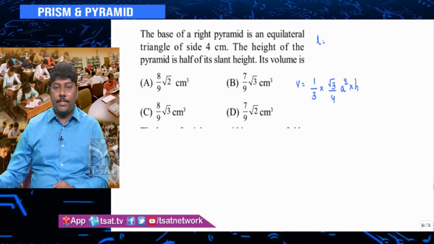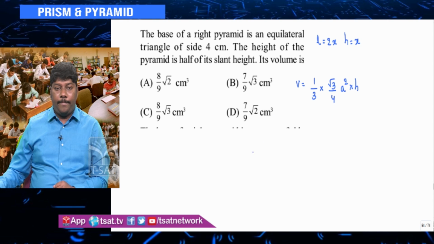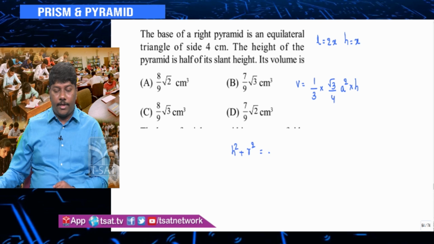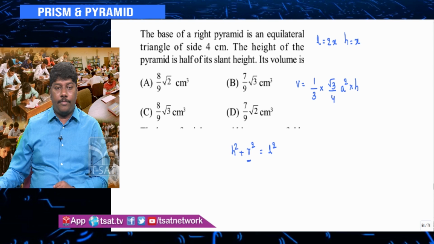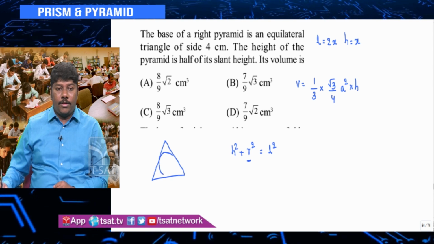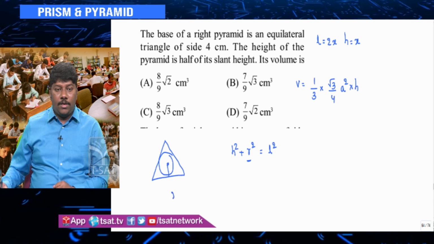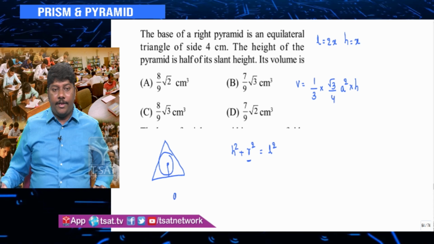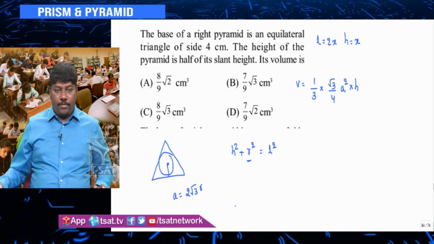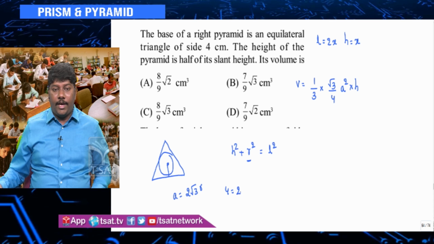Therefore, if slant height is equal to 2x, height is equal to x. I would say h square plus r square is equal to L square, where r is the inradius. In an equilateral triangle, the relation between inradius and the side is a equals 2√3r. The triangle side is 4, so 4 is equal to 2√3r.